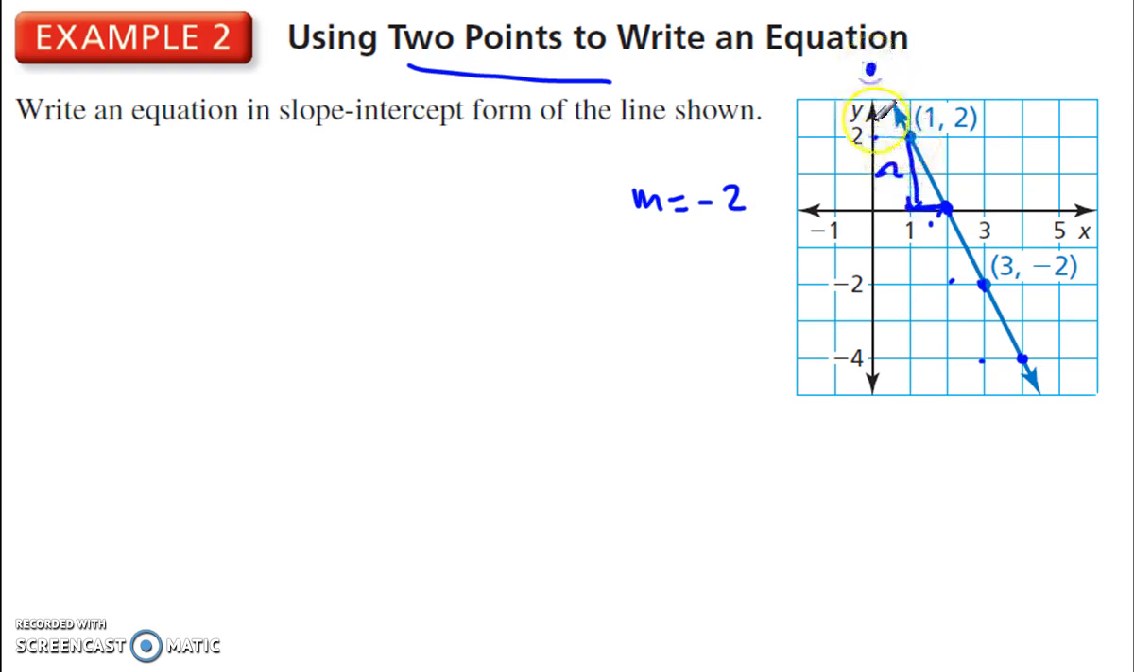Oh, right there it would intersect the y-axis. So this is 3, 1 step further up would be a 4. So now I have my y-intercept and I have my slope. Y equals -2x plus 4. Beautiful, that was easy when you have a graph like this and you can read it.